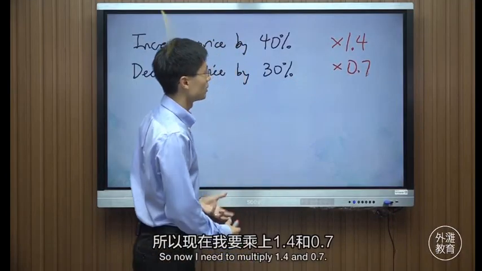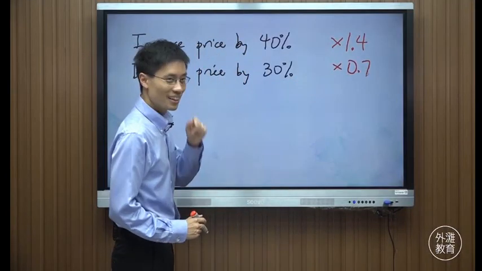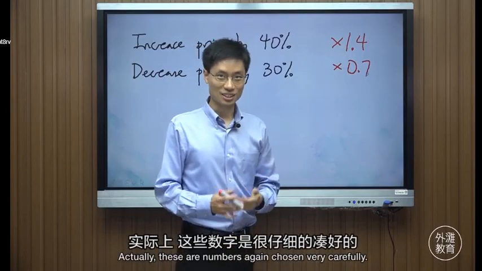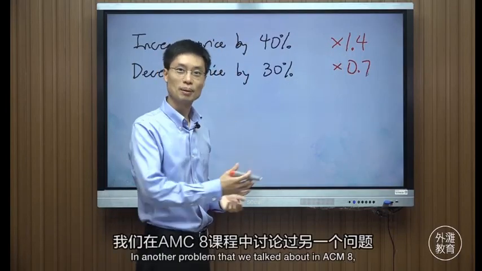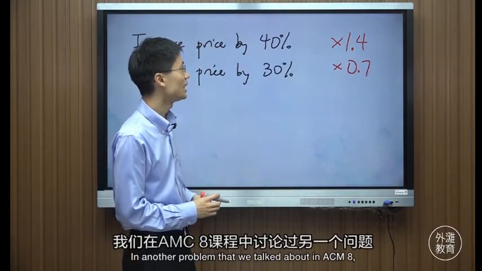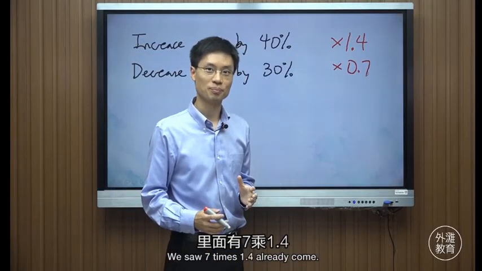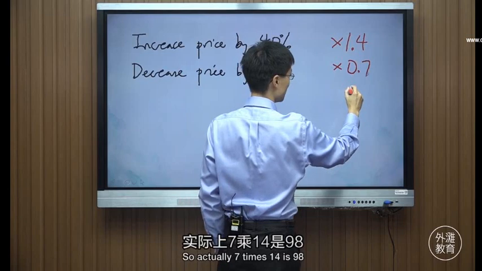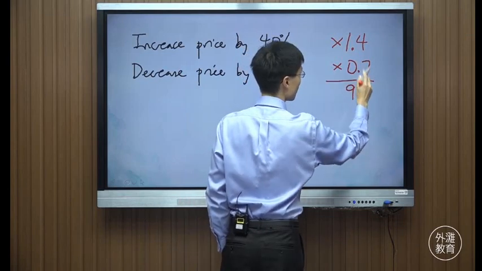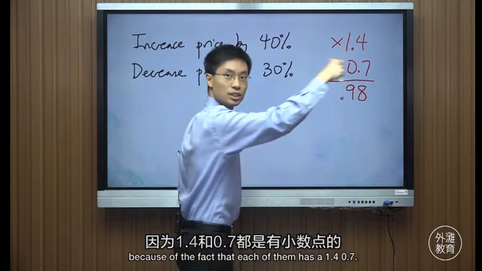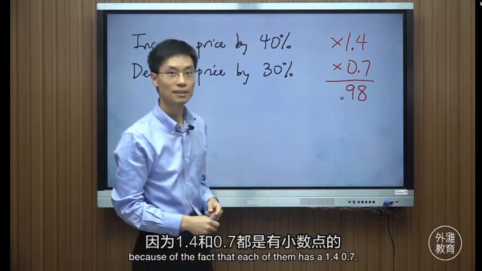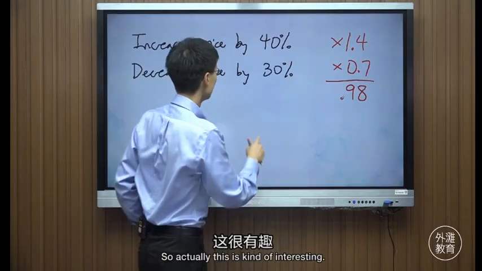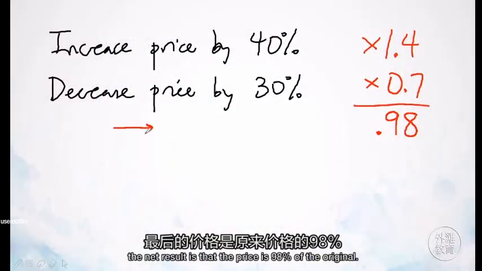So now I need to multiply 1.4 and 0.7. Actually, these numbers were chosen very carefully. In another problem we talked about on the AMC8, we saw 7 times 14 already come. This was the number that was very close to 100. So actually, 7 times 14 is 98, with 2 decimal points here because each of them has one, 1.4 and 0.7. So actually, this is kind of interesting. When you do the whole thing, the net result is that the price is 98% of the original.